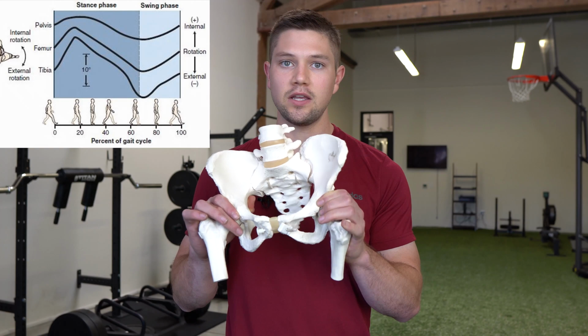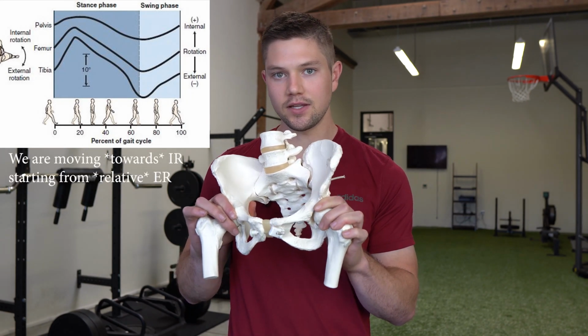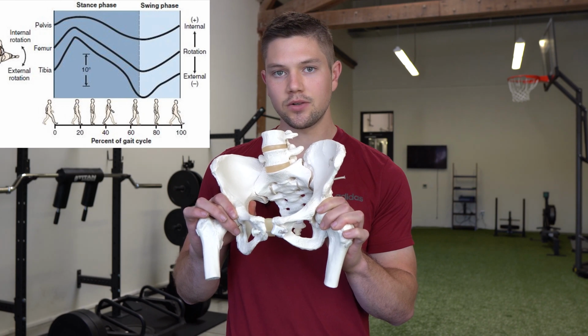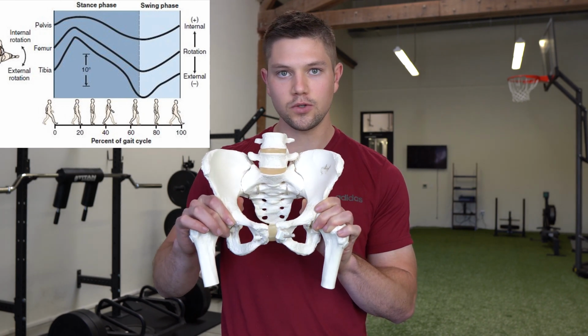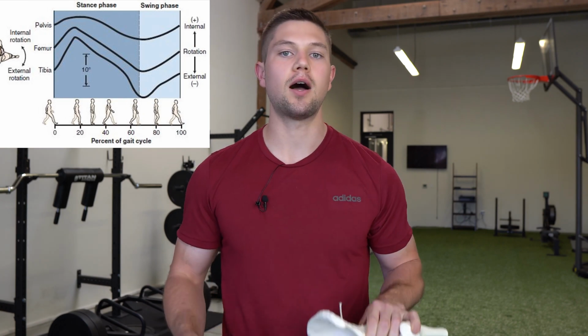Let's take the gait cycle, for example, as I like to relate many things to. When we strike the ground with our heel, our pelvis is out in front like this. Let's say the left side is the side that's striking the ground. We're in a relatively externally rotated position, but then we move towards internal rotation and then back to external rotation again as we push off.